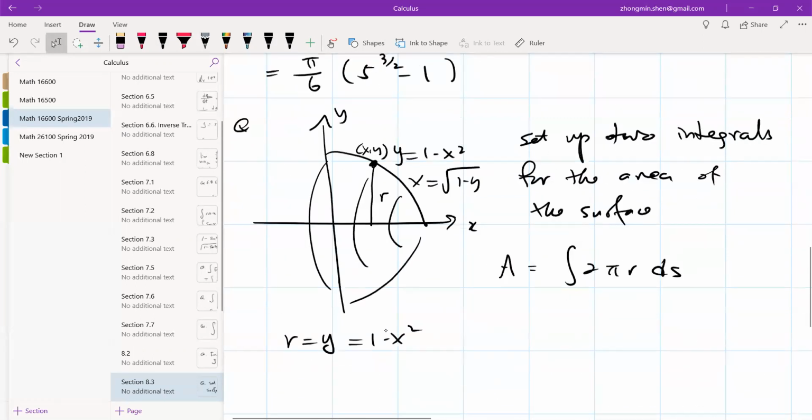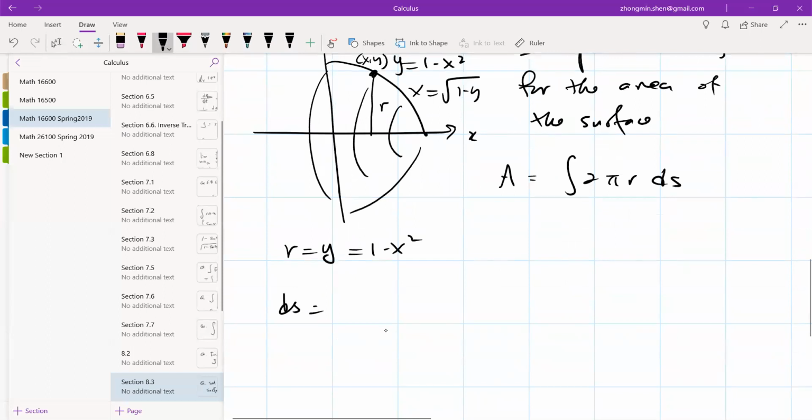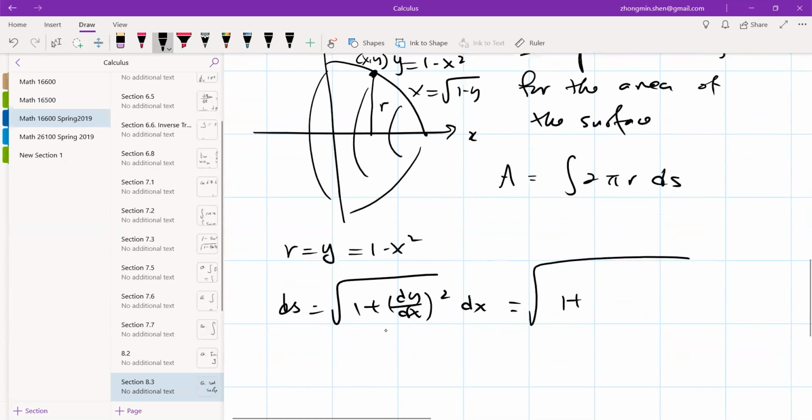So we already did it, right? ds is going to be the square root of 1 plus (dy/dx) squared. We already know that it's going to be 1 plus negative 2x, squared, dx, right?